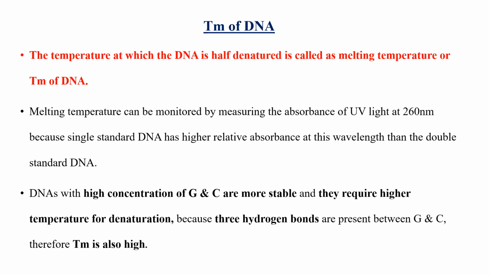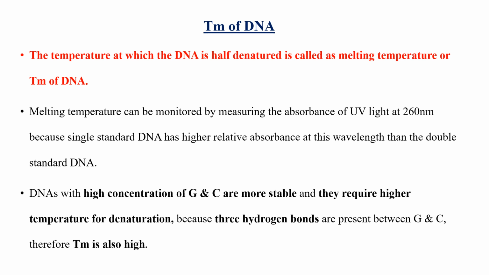The next effect of denaturation of DNA is the Tm of DNA. The temperature at which the DNA is half denatured is called the melting temperature or Tm of DNA. Melting temperature can be monitored by measuring the absorbance of UV light at 260 nanometer because single-stranded DNA has higher relative absorbance at this wavelength than the double-stranded DNA.